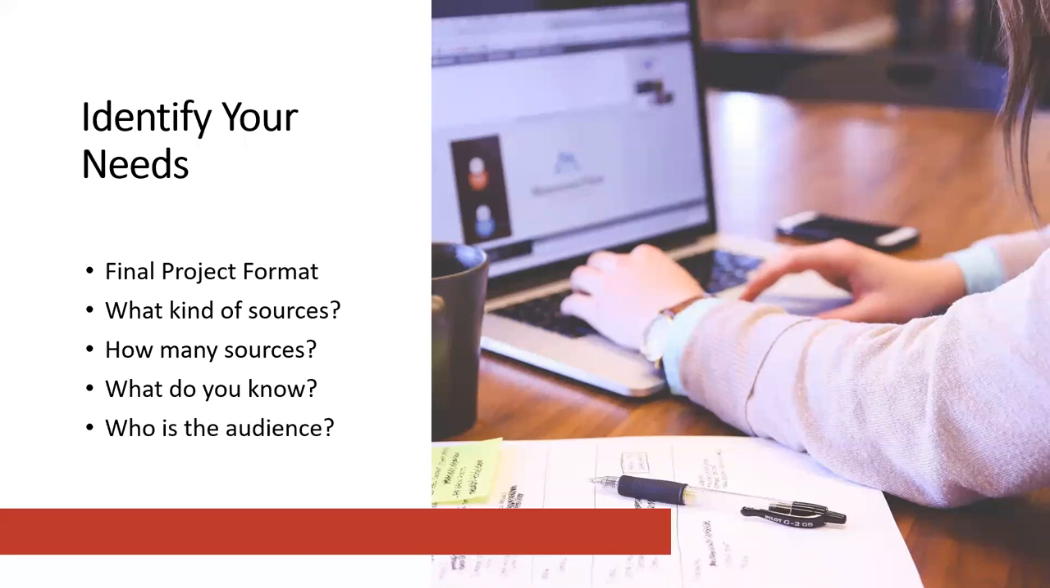And then you want to look at the number of sources. Some professors require a specific number of sources. If they don't have a requirement, we generally like to recommend that you aim for 4 to 5 per page when you're searching, and then only use what you actually need. The longer your paper or assignment is, the more sources you will need.